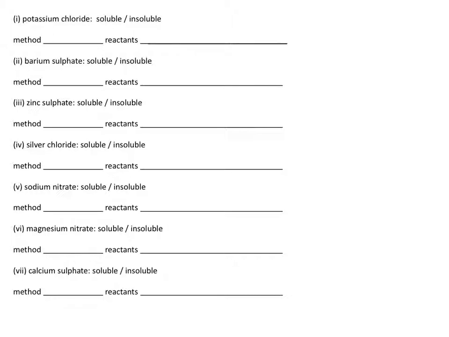So, here are my questions. We've got 1, 2, 3, 4, 5, 6, 7 to do. The first one we're going to look at is potassium chloride. Have a look over your table, or your list of rules, and decide if potassium chloride, which is KCl, is soluble. And hopefully you've decided that yes, it is soluble.